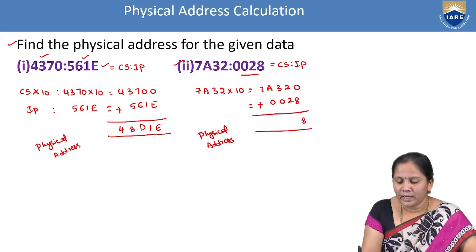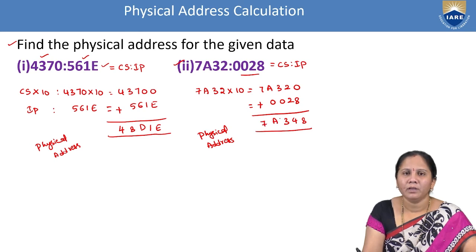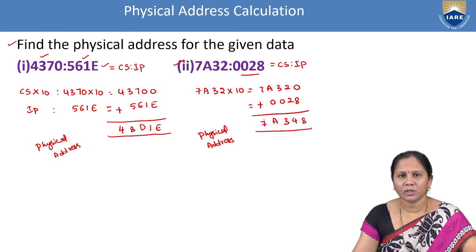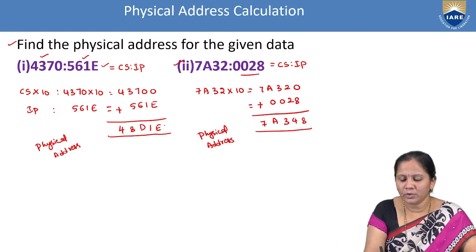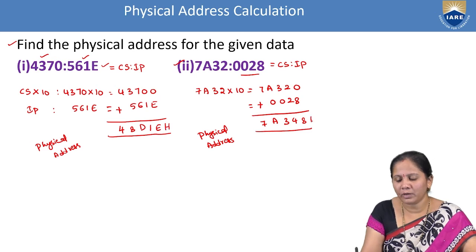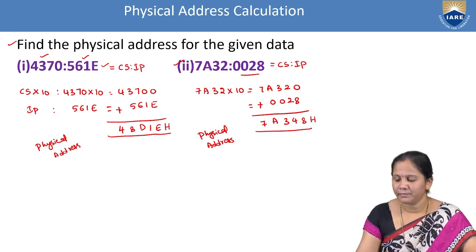Now, so this is 843A7H. So in any example we see, whatever the physical address we are calculating, it will compulsorily be 20 bits in size. Here it is hexadecimal, so we have to represent it with H.